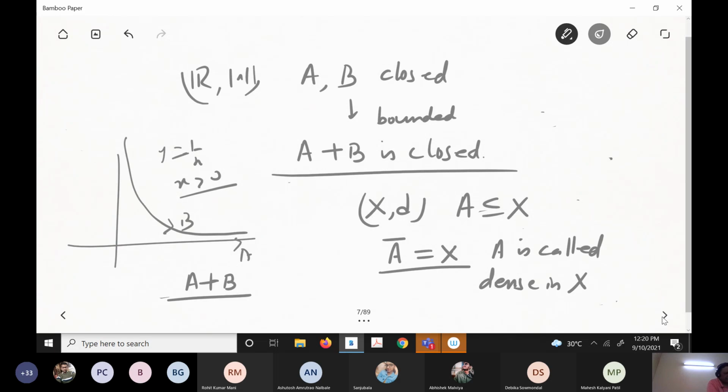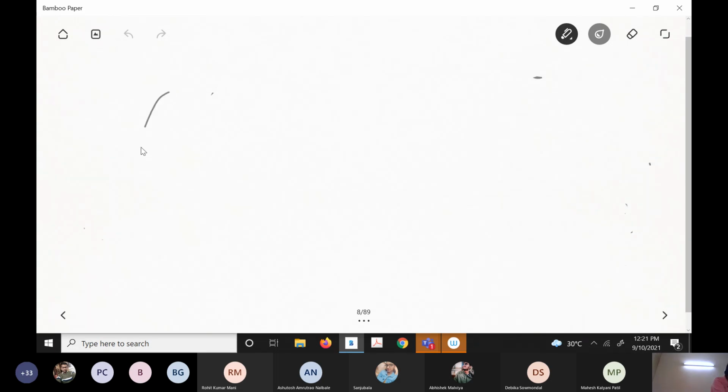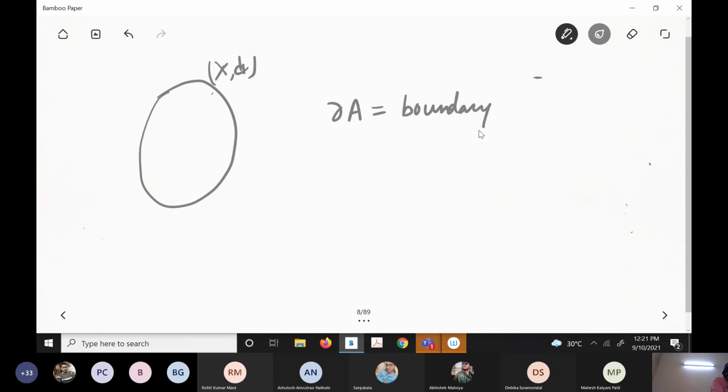Now the boundary points. If you have a metric space X, when you talk about boundary, that means the boundary of A, written del A. Intuitively, suppose this is your set A and this is X minus A. The boundary points should be those in the fence between A and X minus A. That's why it is defined this way.